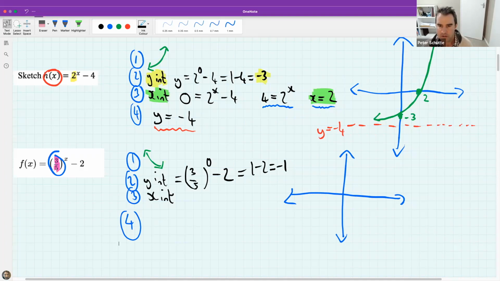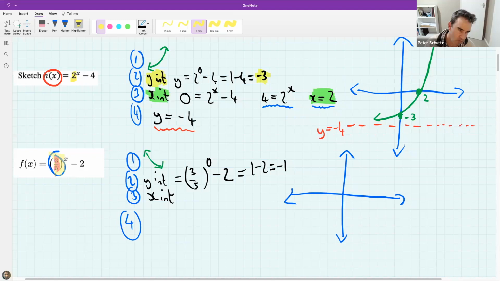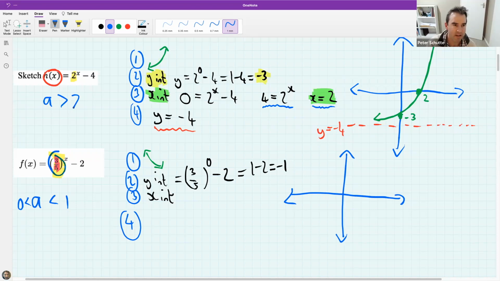So how did the shape change? The reason the shape changed is because of this thing. Can you see how a is less than 1 and greater than 0, whereas here the a value is greater than 1? It's 2. So what's causing the change in shape is that.